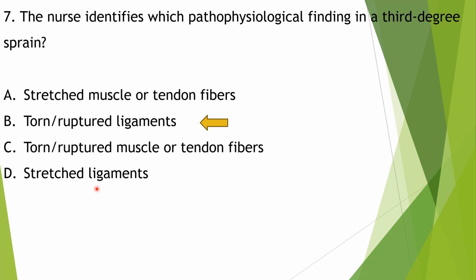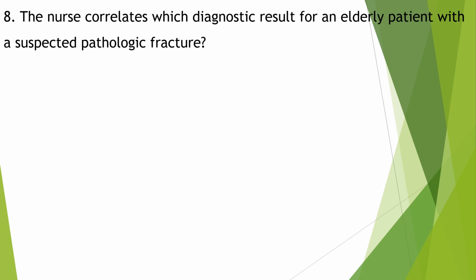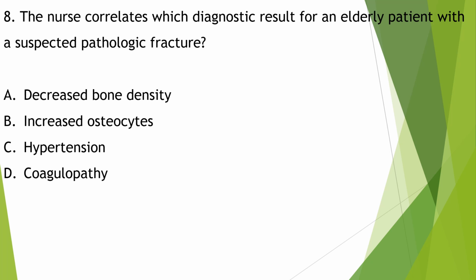Stretching muscle or tendon fibers occurs in strains. Torn or ruptured muscle or tendon fibers occurs in strain. Stretched ligaments occur in first degree or mild sprain. The nurse correlates which diagnostic result for an elderly patient with a suspected pathologic fracture. Decreased bone density, increased osteocytes, hypertension, coagulopathy.